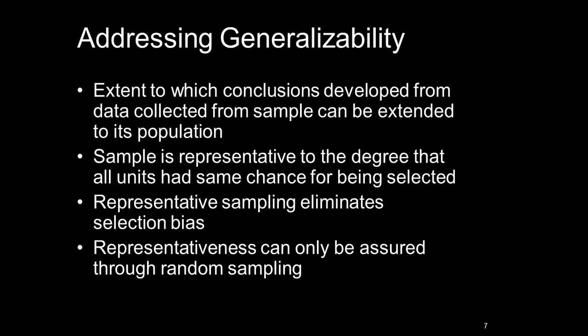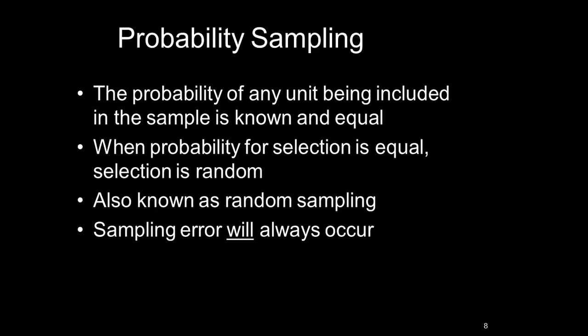We talk about the sample being representative. That happens as a matter of degree, and it's the degree to which all units had the same chance of ultimately being selected to be part of that sample. By having representative sampling methods, that allows us to eliminate selection bias and problems. So having representativeness is something that we can only really assure through actual random sampling. And we'll talk about what that means in a minute.